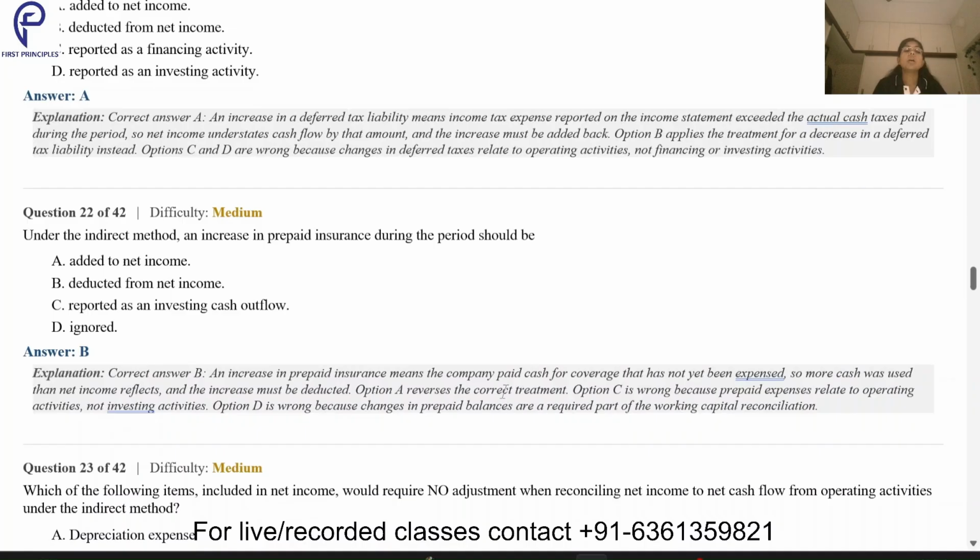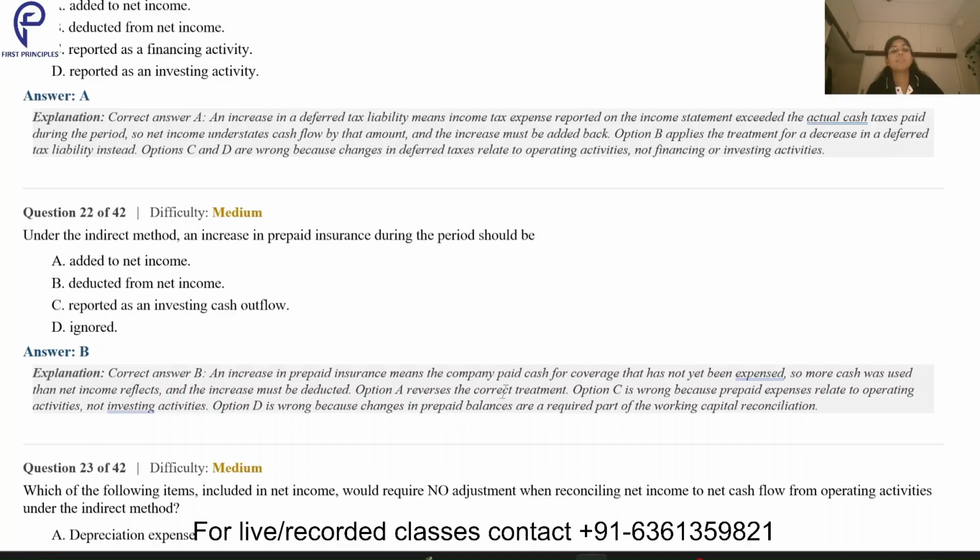Question number 22. Under the indirect method, an increase in prepaid insurance during the period should be done what? See, prepaid insurance is what? It's a prepaid expense. Prepaid expense is what? It is a current asset. So how should it be recorded? Added to the net income, deducted from net income, reported as investing cash flow, or ignored. C and D are anyways not the correct answer.